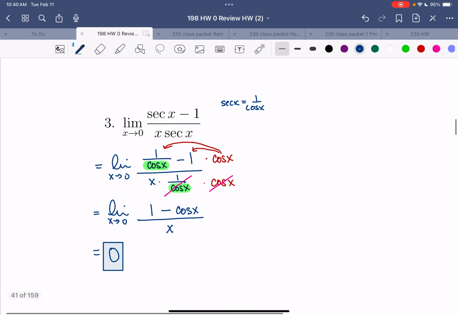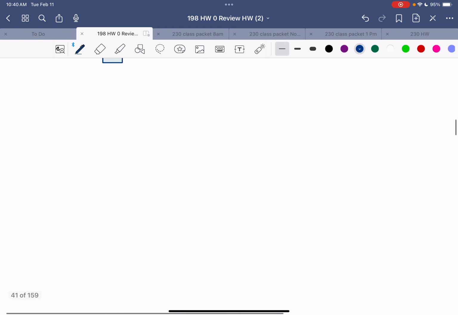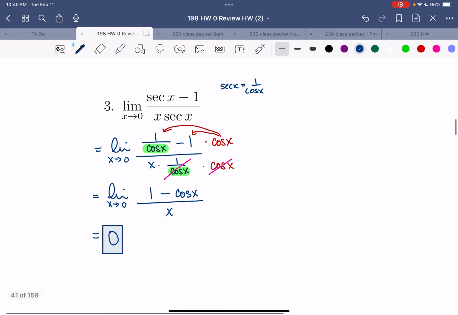Okay, so a little bit tricky, but whenever you see something that's not sines and cosines, switch to sines and cosines first and then see what kind of algebra you can do. And that's going to wrap it up for our lecture.